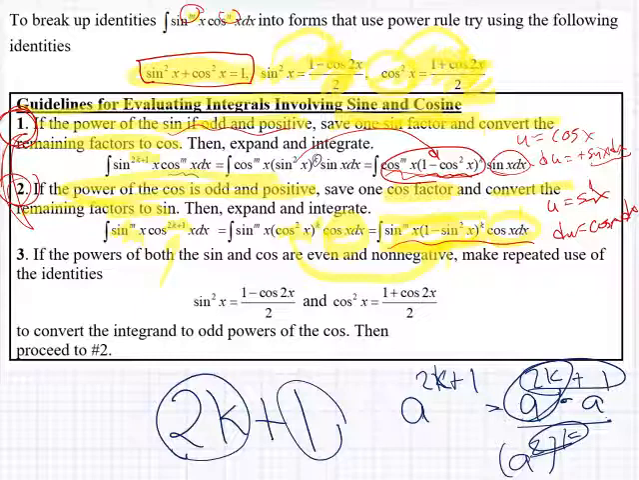Something you've seen in trigonometry is you can write a trigonometric expression 2, 3, 4, 5 different ways. They all may look different, but they all are equal to each other. And that's something that would happen here.